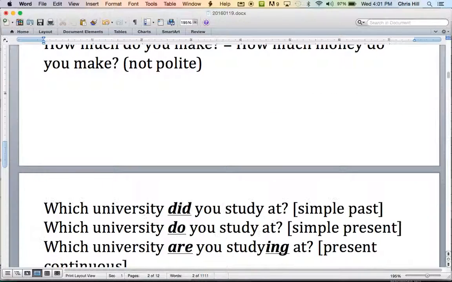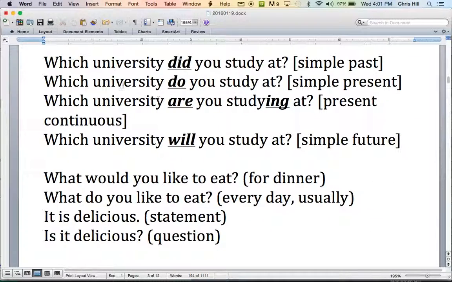Some more verb tenses. Which university did you study at? This is the simple past. Which university do you study at? This is the simple present. Which university are you studying at? This is the present continuous or present progressive.